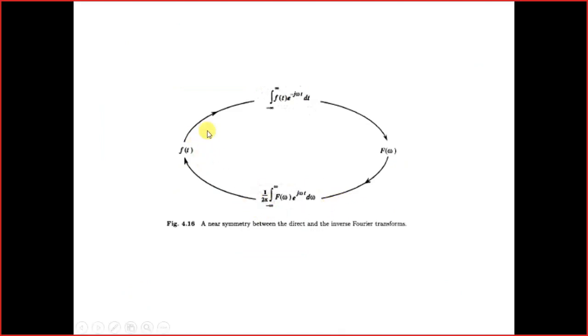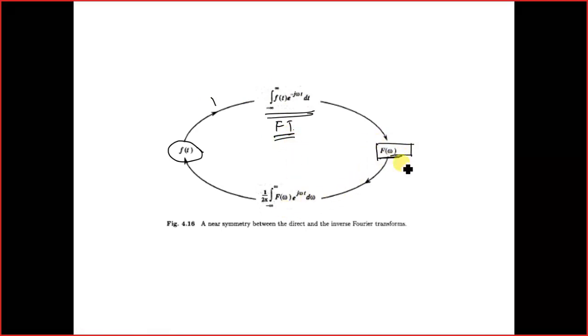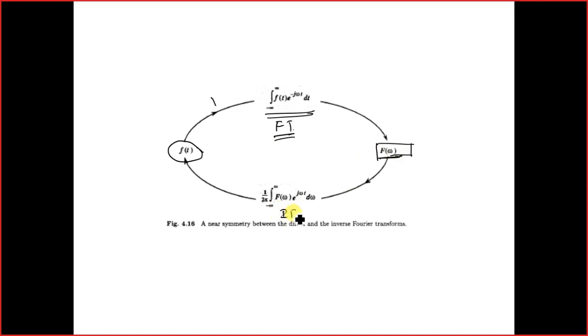Now this figure shows us what is basically happening. Suppose we have a signal f(t), and then we apply the Fourier transform equation over here. So we get F(omega), which is the frequency domain component. And again on this frequency domain signal, if we apply the inverse Fourier transform, we get back to the signal f(t).